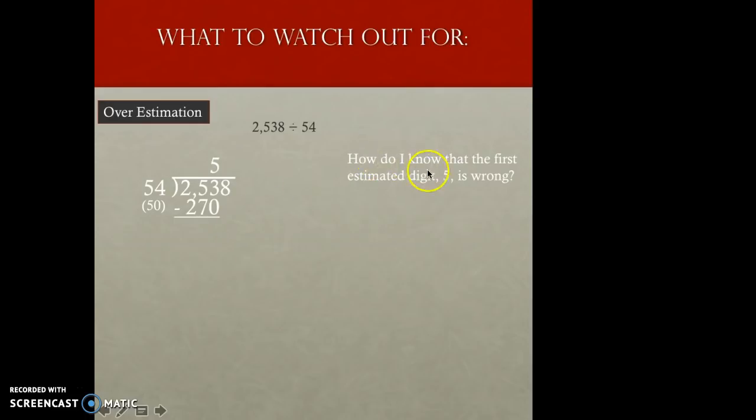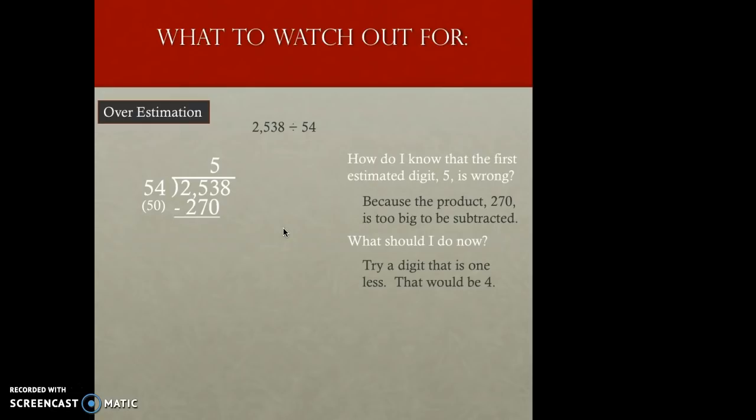Okay, so how do I know that the first estimated digit 5 is wrong? Well, because this is too big to be subtracted. Okay, so I have overestimated. This number's too big. So what should I do? If that number's too big, I'm going to have to go one less, which in this case would be 4. Okay, so 4 times 54 is 216.